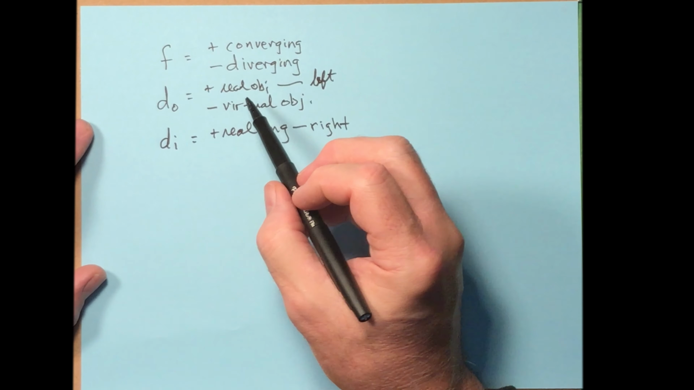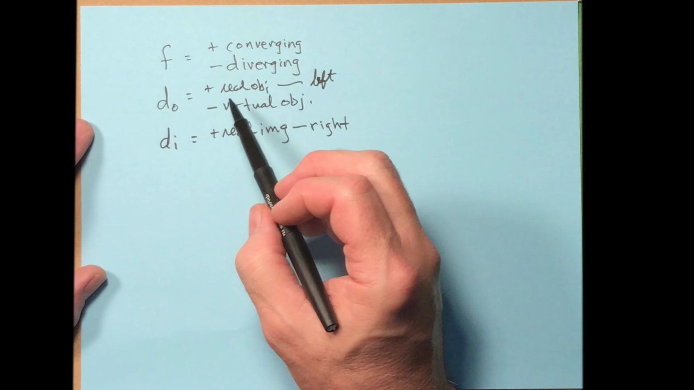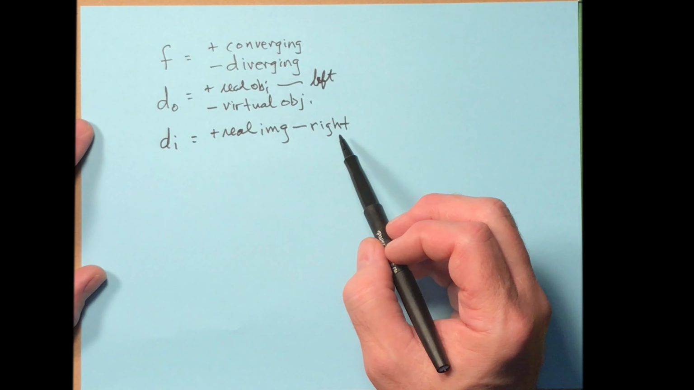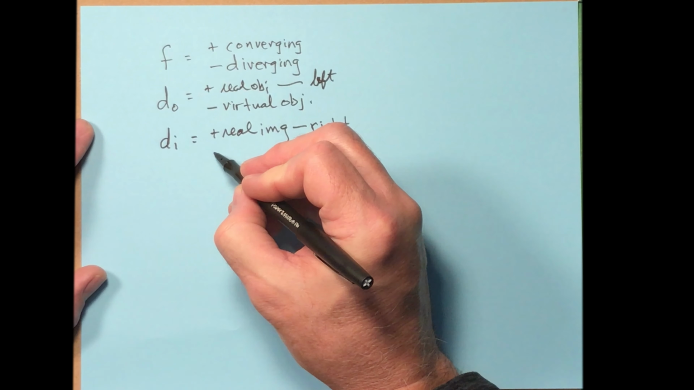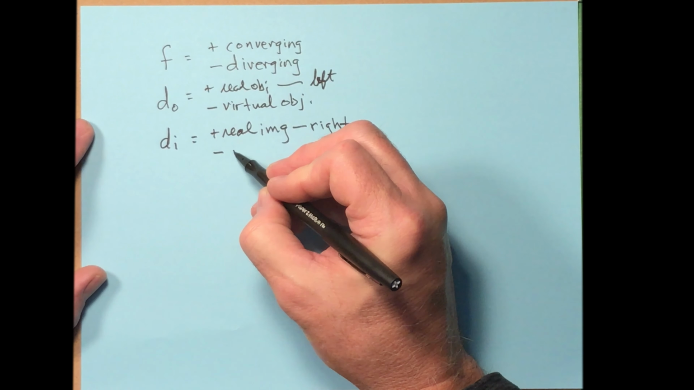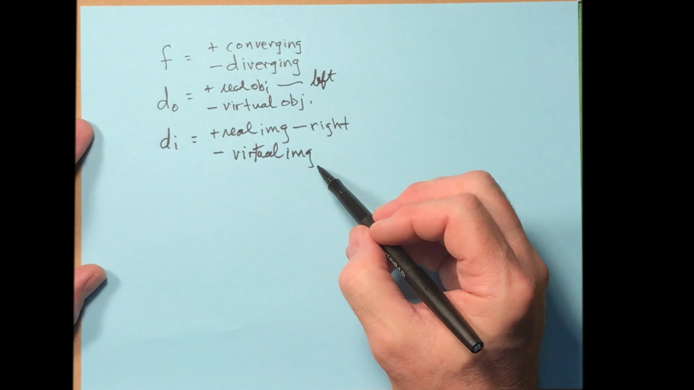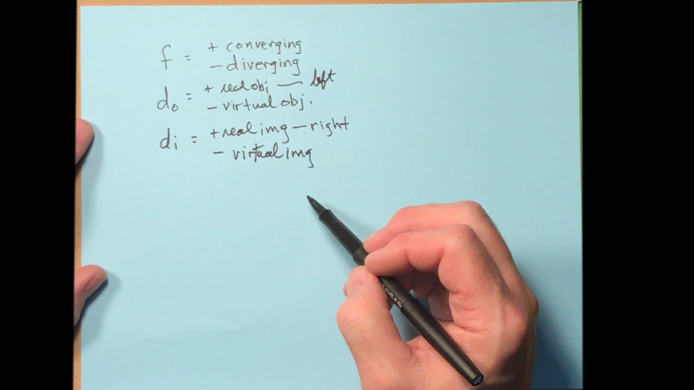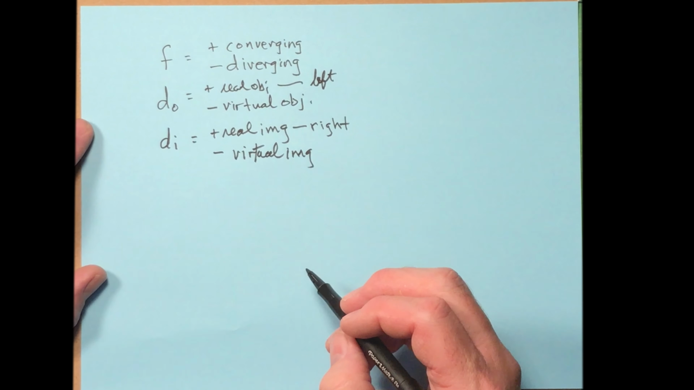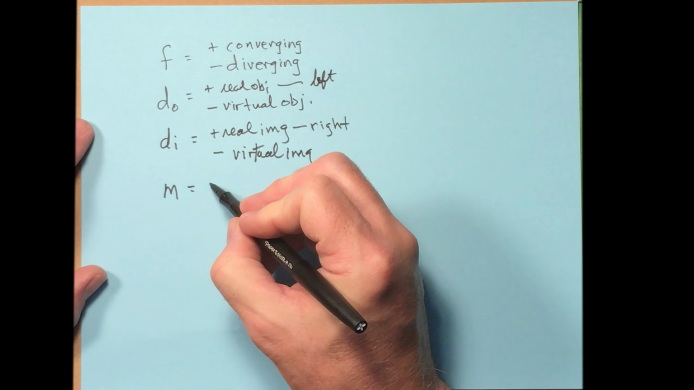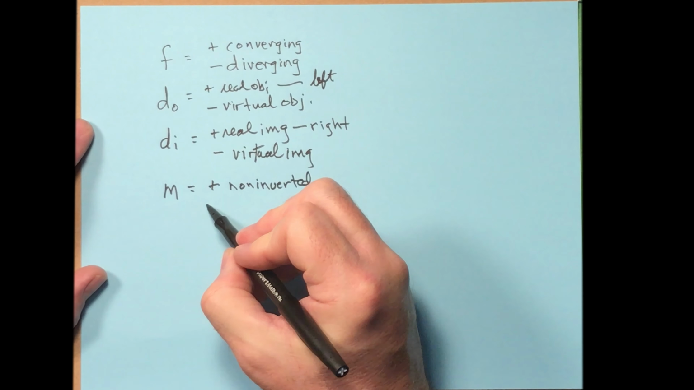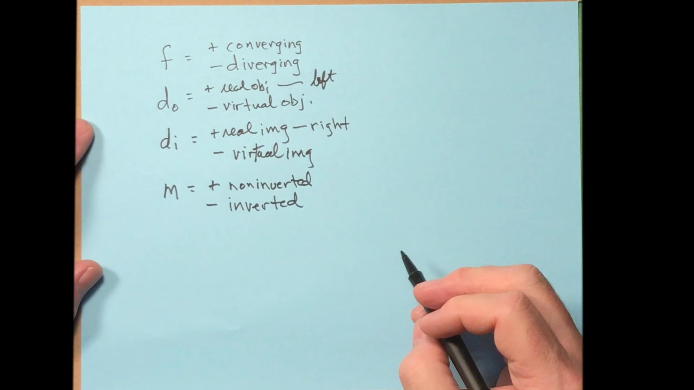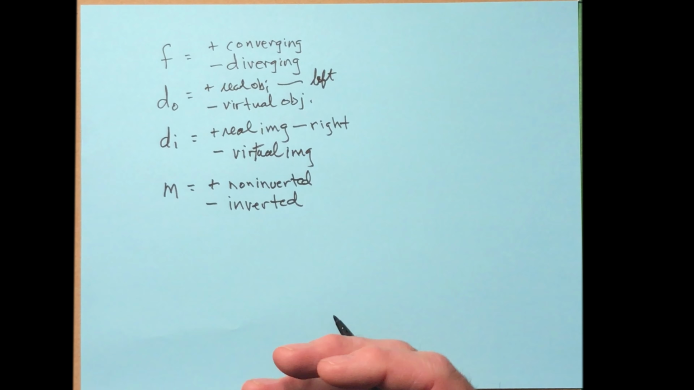So you expect light to pass through a lens. So if the object is on one side, you might expect the image to be on the other side. Potentially. Okay, then you can have a virtual image, which is going to be to the left for a real object that's on the left. All right. Magnification then has a similar sign convention. Positive means non-inverted. Negative means inverted.